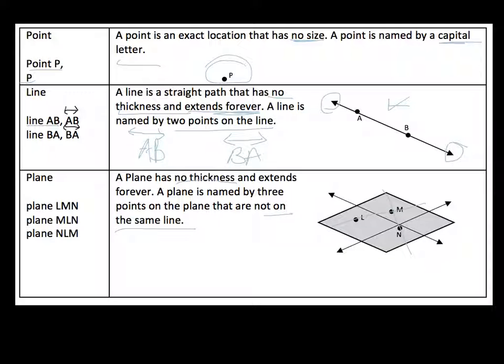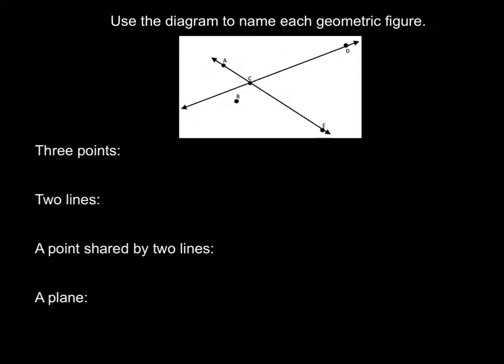So we could call this plane capital LMN. You could call it plane MLN. Doesn't have to be in any particular order at all. Plane NLM. So make sure we get this down so we know how to write, how to format our answer. All right, let's go to the next page.